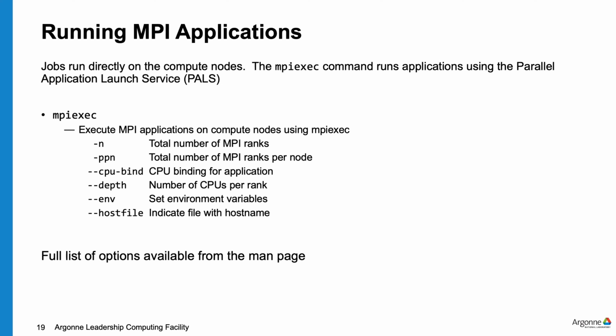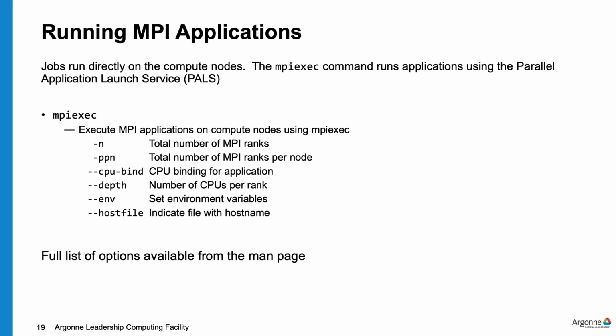So for running your MPI applications, as I mentioned earlier, the jobs will run directly on the compute node. So now instead of using aprun, you'll be using mpiexec. So this command will run your applications using the Parallel Application Launch Service, PALS. So basically you're going to use mpiexec to execute your MPI applications directly on the compute nodes.